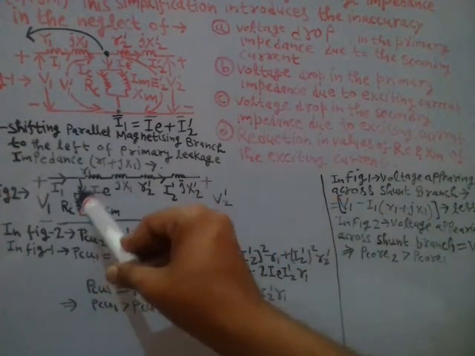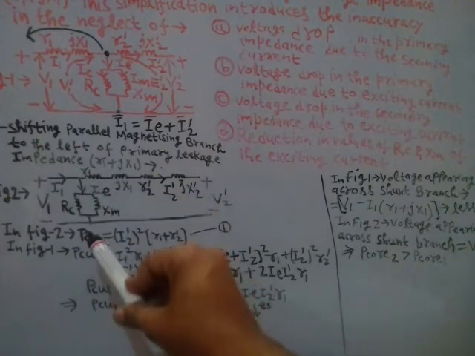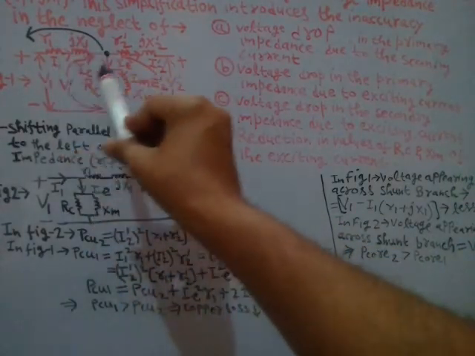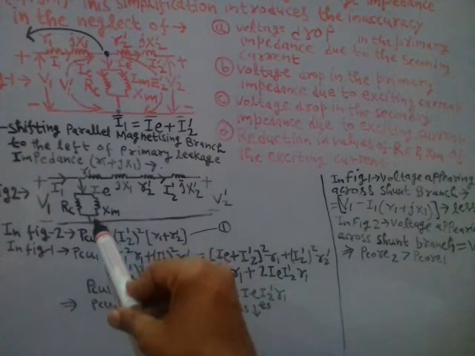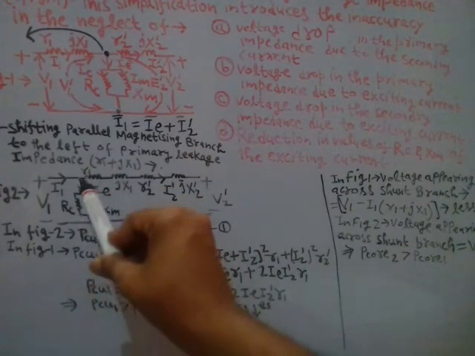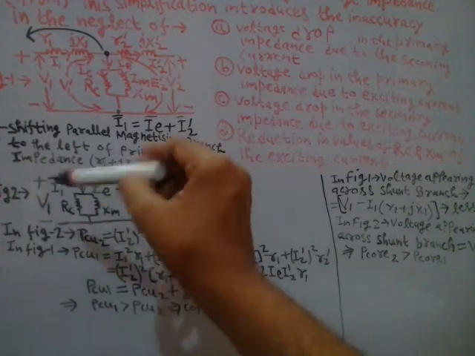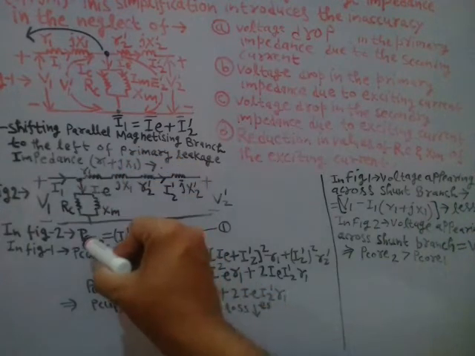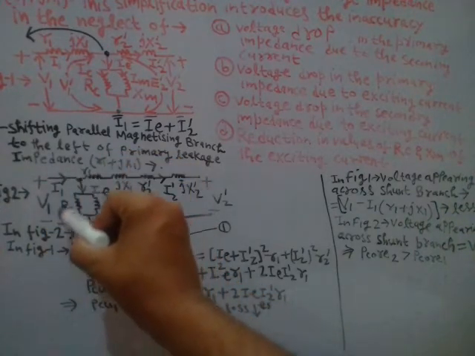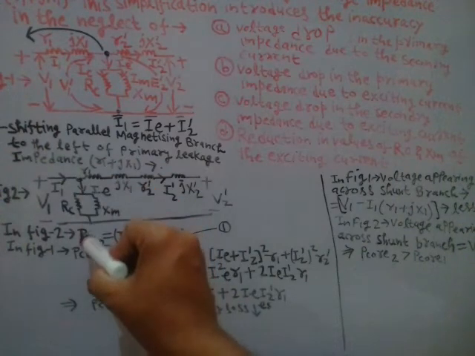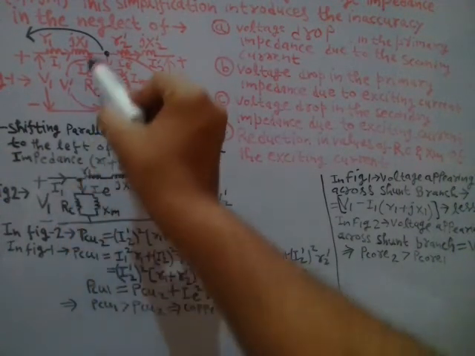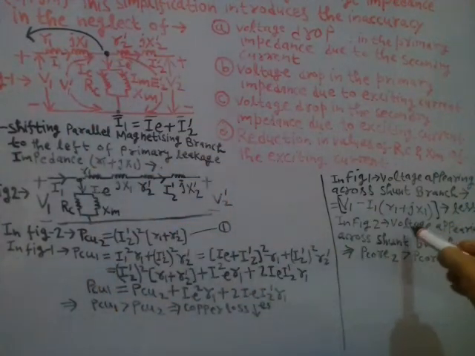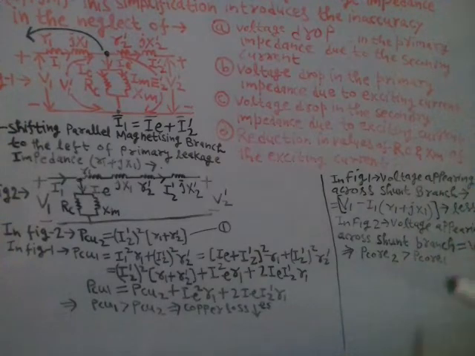Now analyze figure 2. In figure 2, what is the voltage appearing across the shunt branch when you have shifted the shunt branch to the left of this primary leakage impedance R1 plus jX1? That means when the shunt branch is across the supply side, then the voltage appearing across this shunt branch is nothing but the supply voltage only, right? That is V1. So the whole V1 will appear across the shunt branch because you have shifted it towards the supply side, or to the left of this primary leakage impedance R1 plus jX1. So in figure number 2, the voltage appearing across the shunt branch is equal to V1 only.